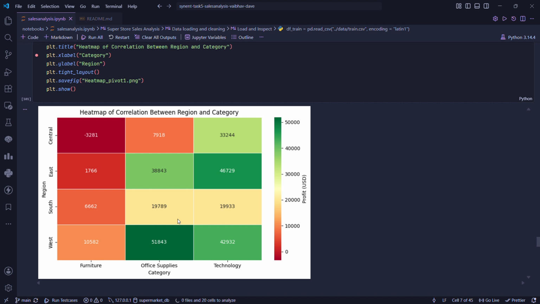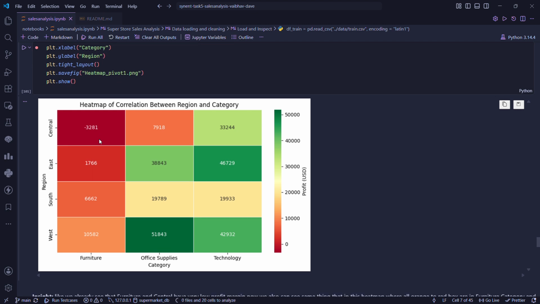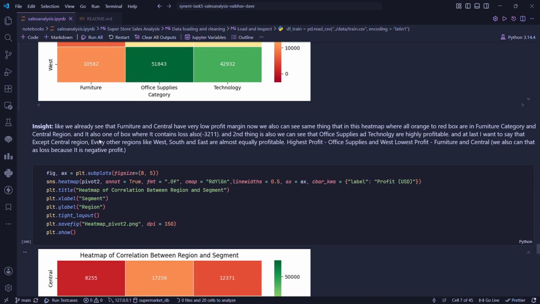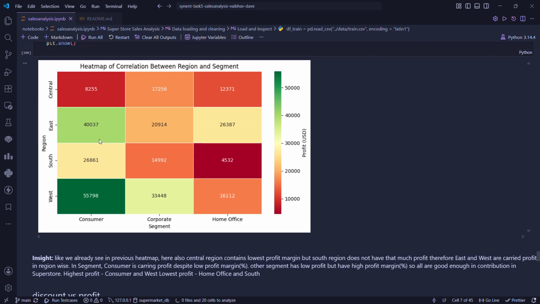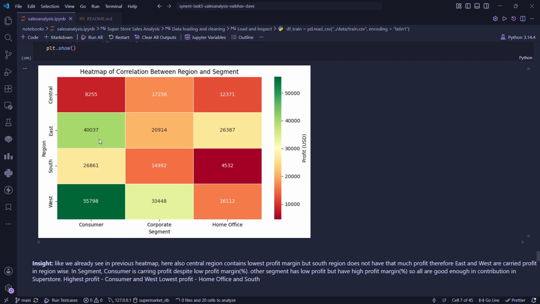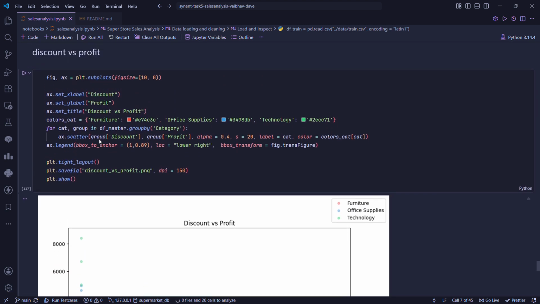Second, this heat map shows the furniture in the central region is actually generating a net loss of minus 3,281. That specific combination needs urgent management attention. I also created a heat map for region and segment.